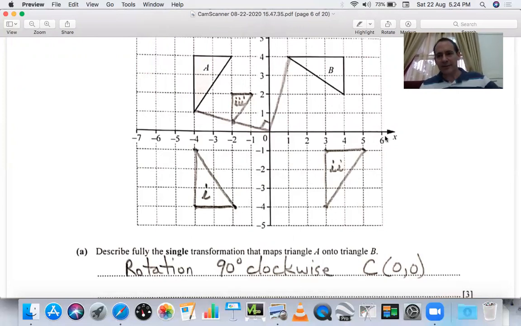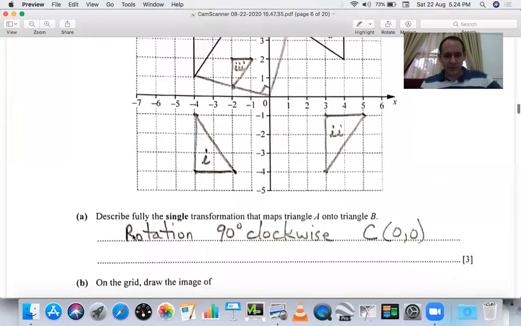You also have reflection. Reflection flips it over an axis somewhere. Well, this doesn't flip it either. So the third one is rotation, and rotation will maintain the same size. The fourth one is enlargement, which either makes it bigger or smaller. Well, A and B are the same size, so it can't be enlargement. So this has to be a rotation. So you put rotation.